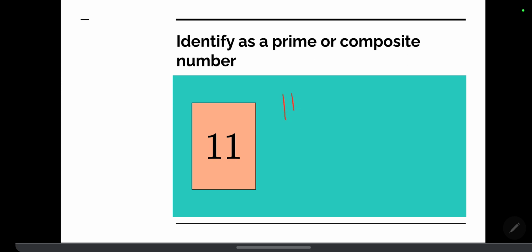All right, so we have 11 equals, for sure, 1 times 11, or 11 times 1. But it cannot be broken down, divided by any other number into even parts without a remainder. So for sure, here 11 is prime. Yes, it is only divisible by 1 and itself. It has exactly 2 factors.